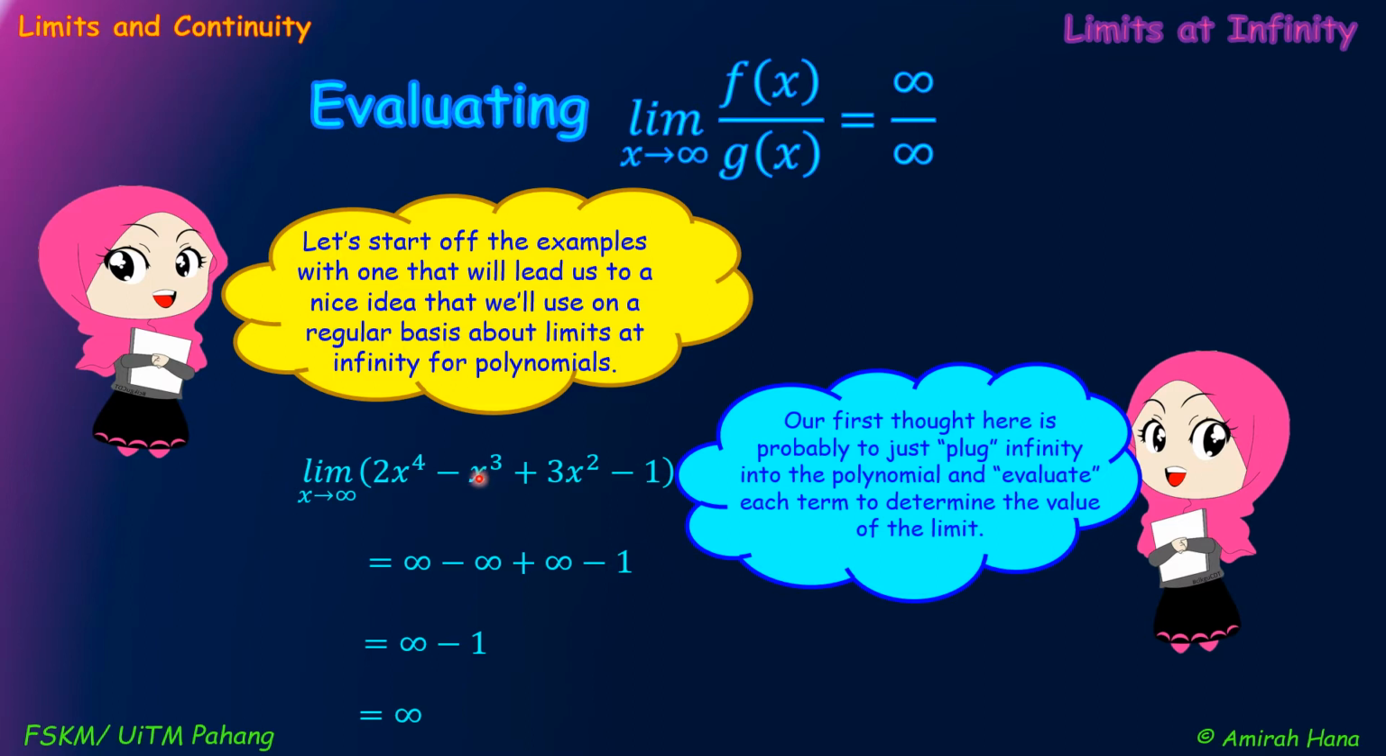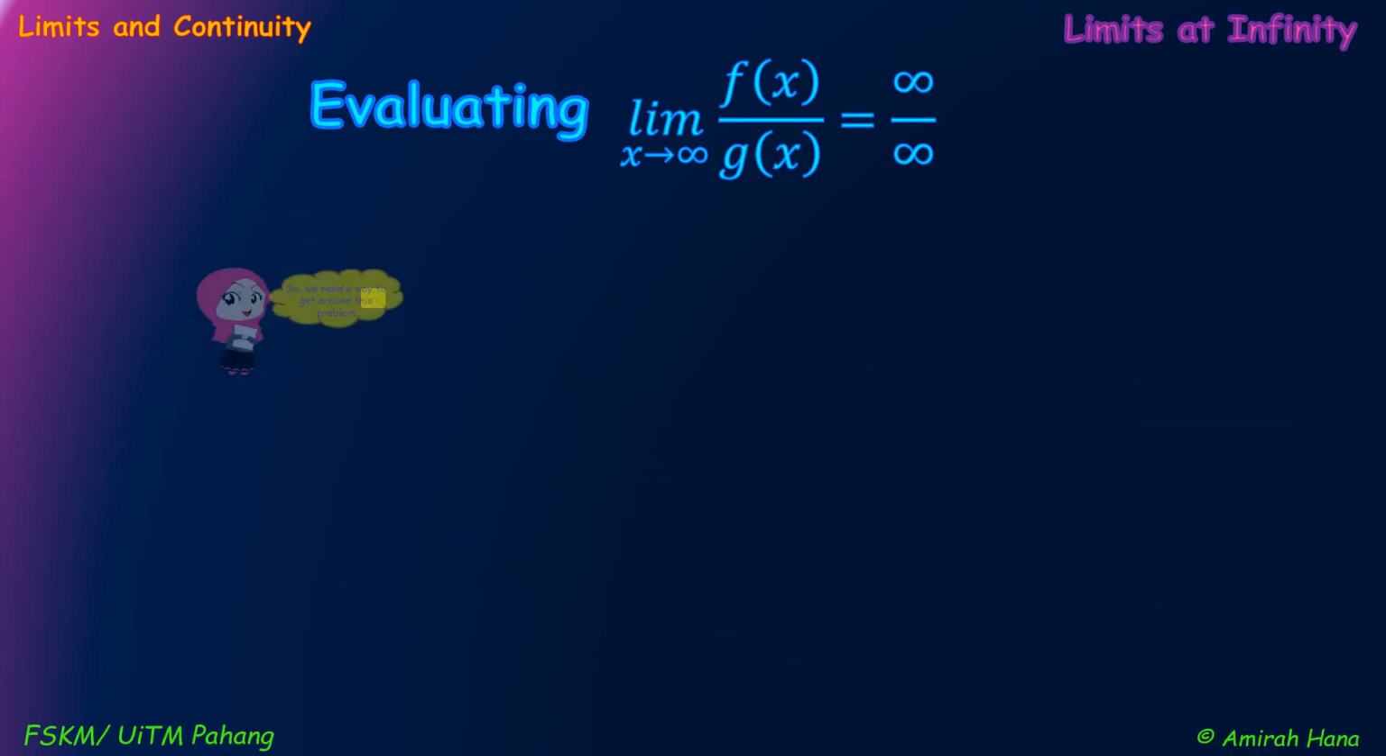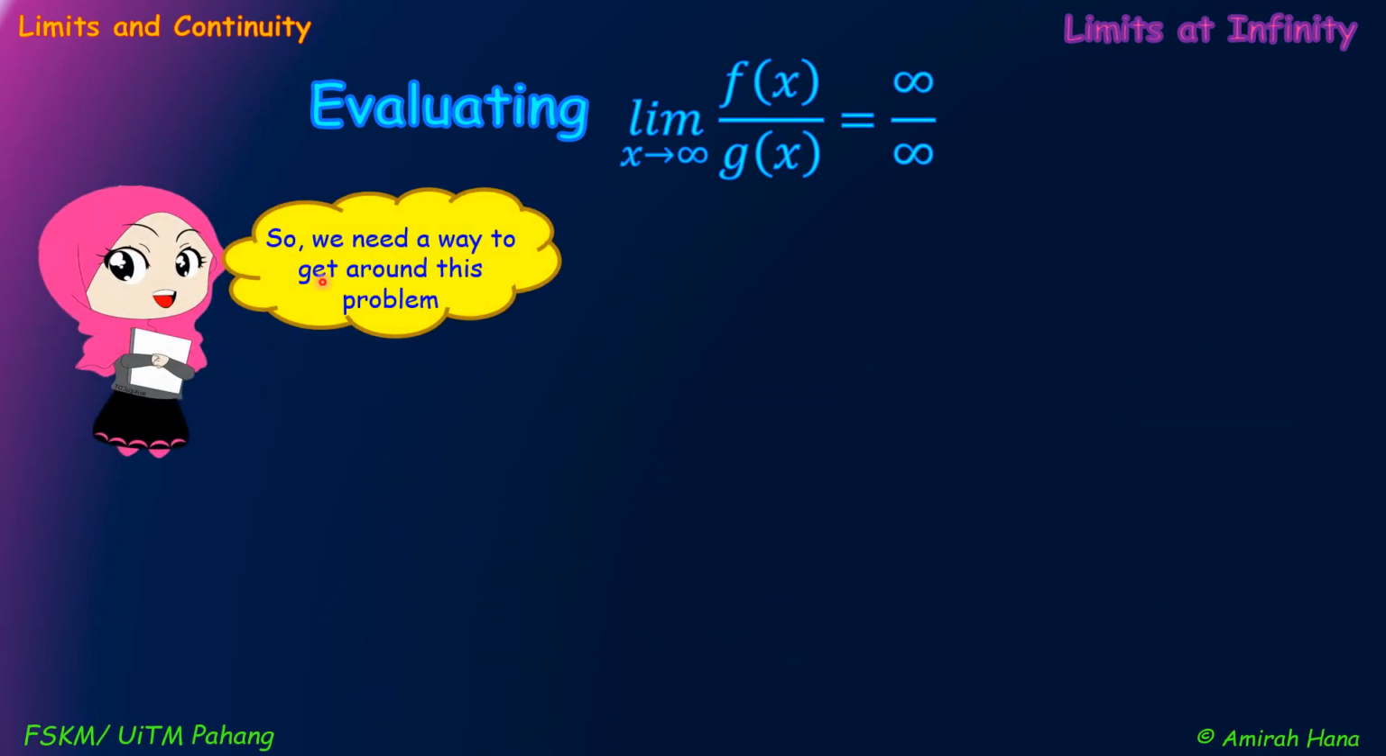However, in this case, we had been wrong. This is one of those indeterminate forms, which is infinity minus infinity, that we first started seeing in a previous slide. Infinity minus infinity is not equal to 0, because this infinity and this infinity are not the same value, right? So, we need a way to get around this problem.